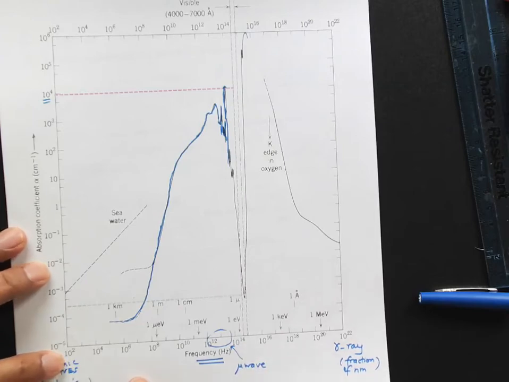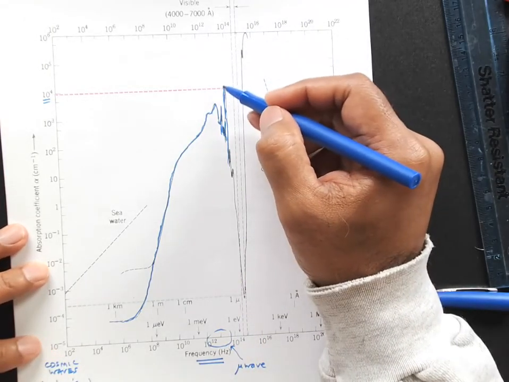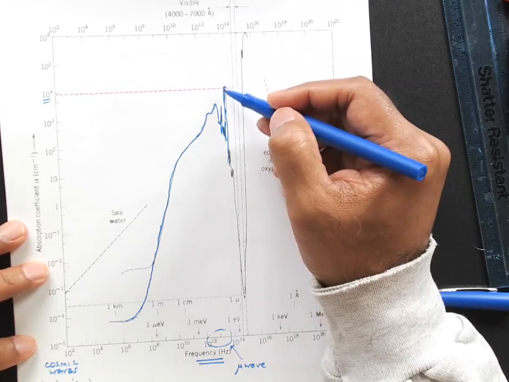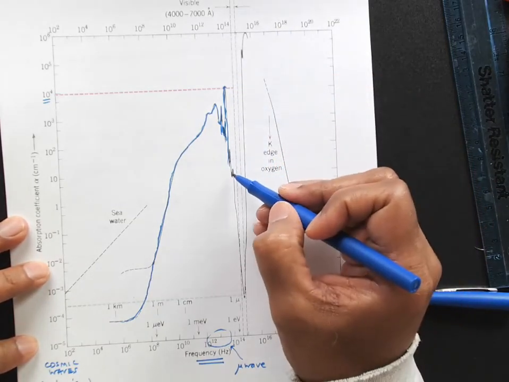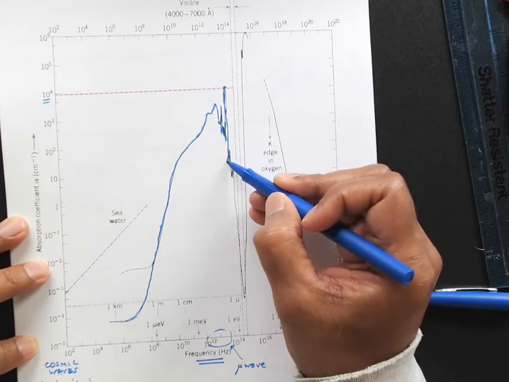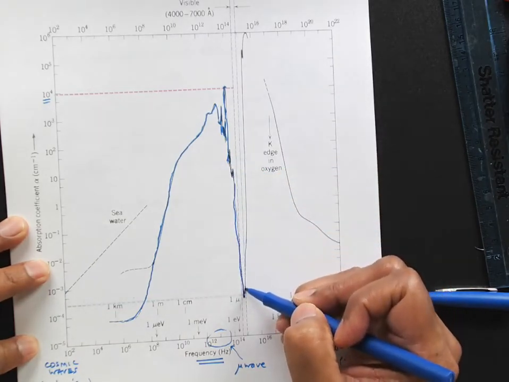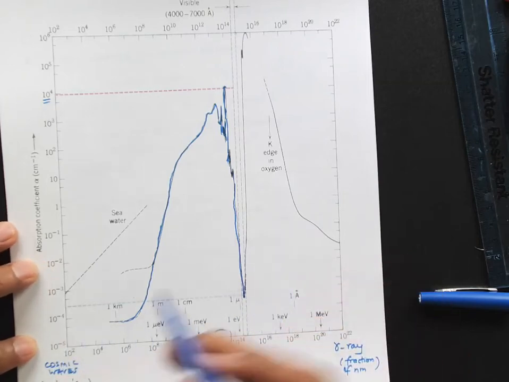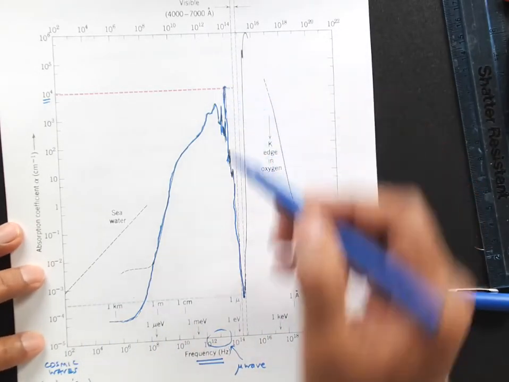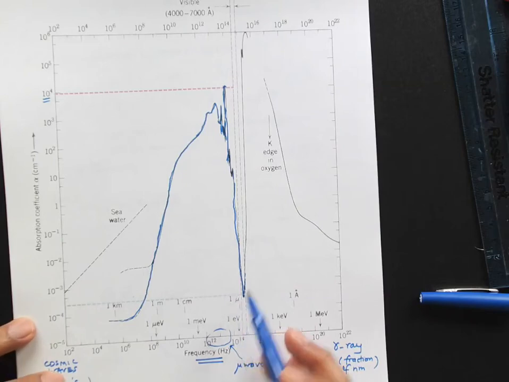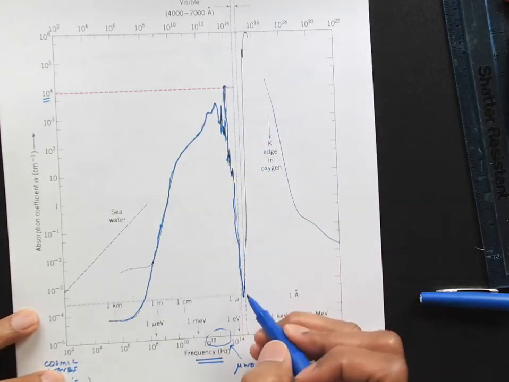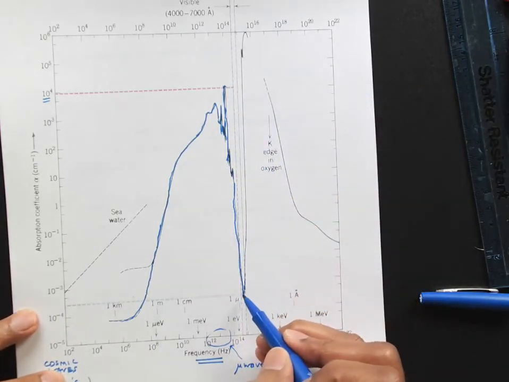That's why that technology works so well, because water absorbs a lot at that frequency. But then look what happens. It then dips down, all the way down. Okay, by how much? By 10 to the 4 down to 10 to the minus 4.